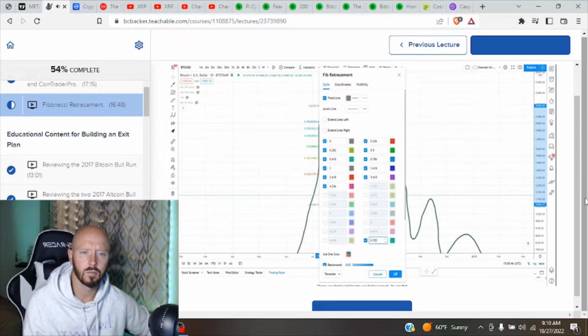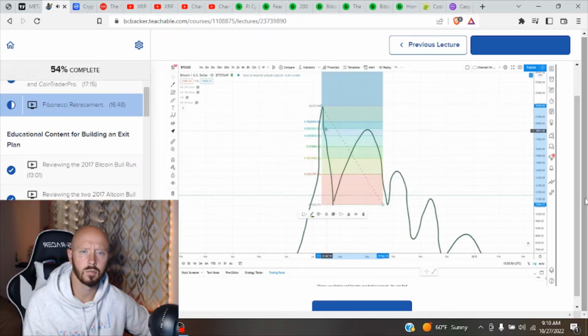This is a very important level, and let me show you why. You'll hit the check mark, hit OK, and now you have a new level included in your Fibonacci retracement of 0.702. So that's a 70.2% retracement level. I have noticed in crypto markets and many markets that these retracements tend to go right to about that line.